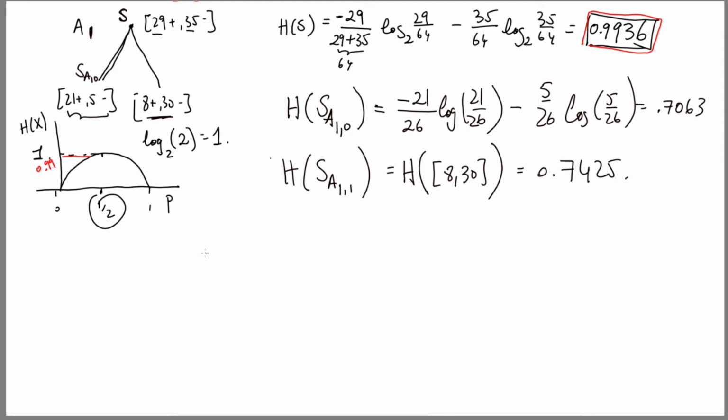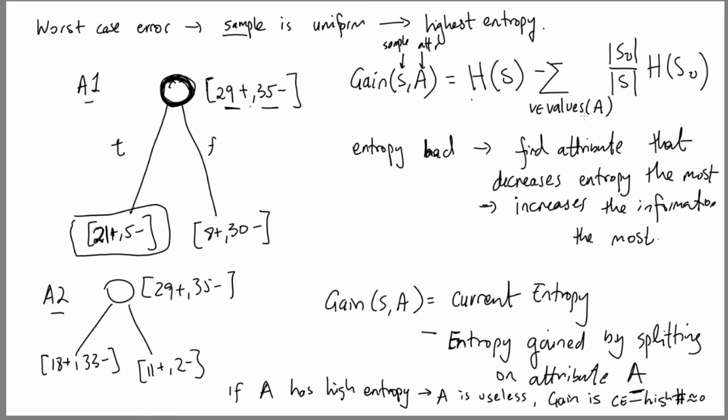Okay, so then the gain for A1, well, it's the original entropy that we started off with, 0.9936 minus, okay, so if we're looking at attribute A1, let me just go back. We need to sum over all possible values of A, the attribute. Here we only have two values, so there's going to be a sum of two quantities. Within each quantity, we don't just look at the entropy at each subpopulation or subtree. We weight it by the number of points in that particular subpopulation.